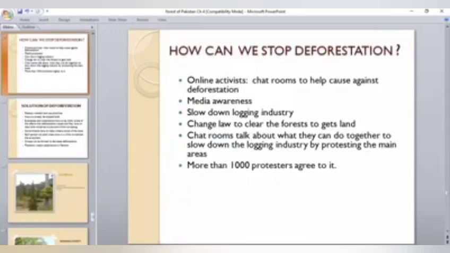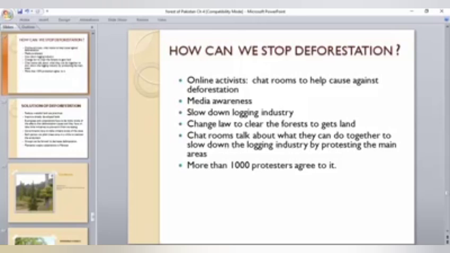How can we stop deforestation? We can stop deforestation by making people aware of the destruction caused by deforestation. That is online activities, that is chat rooms to help the cause against deforestation, media awareness, slow down the logging industry as well, change laws to clear the forest to get land.